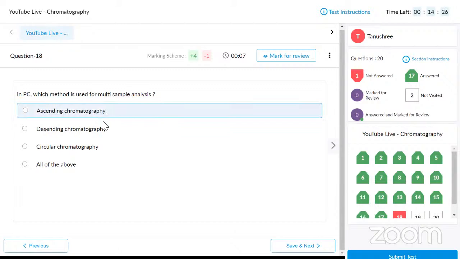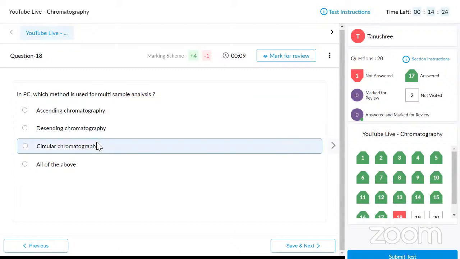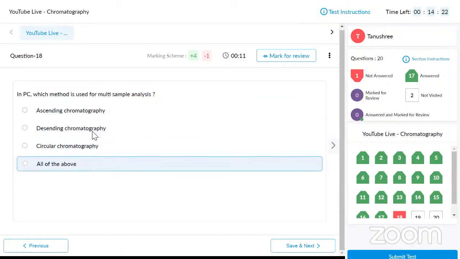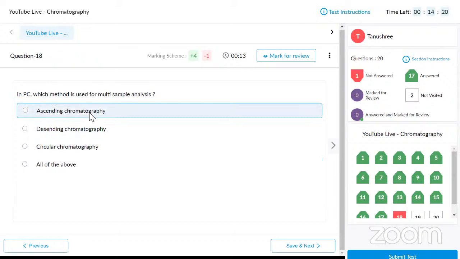We have ascending chromatography, descending chromatography, circular chromatography, and all of the above. Now look at option A. What happens in ascending chromatography? Your sample travels with the mobile phase through the length of the paper in an ascending direction, that is from bottom to top. Why? Because the mobile phase is kept at the bottom. So that is why the mobile phase travels upward and separates your solutes.